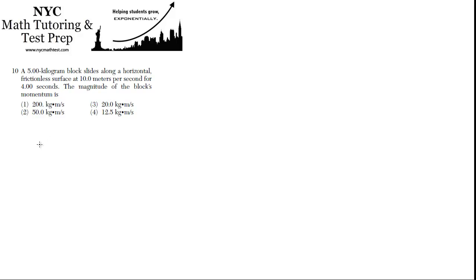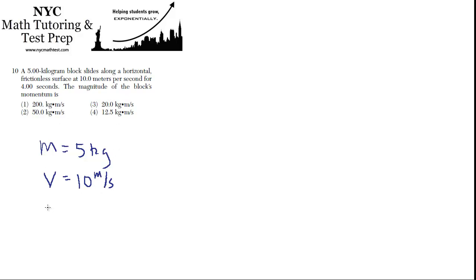We have a 5 kilogram block, so that's the mass, right? Mass equals 5 kilograms. And it slides along a horizontal frictionless surface, so there's no frictional force that's counteracting its motion or trying to change its velocity by accelerating it in a different direction. There's none of that because it's frictionless. And it's moving at 10 meters per second. So what's that? That's its velocity. Velocity is 10 meters per second.